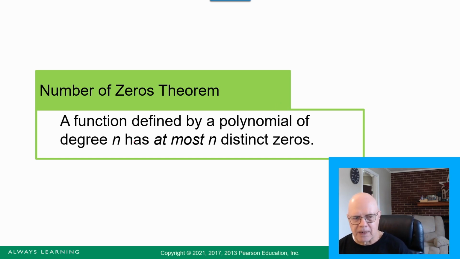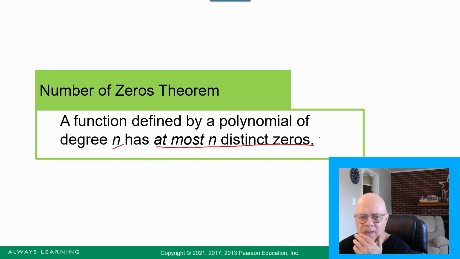Here you go, take a picture. Degree n, at most n distinct zeros. Now that sounds like I was wrong the first time. Not really, because you will have n zeros, but some of them might be duplicates. This means n different zeros.